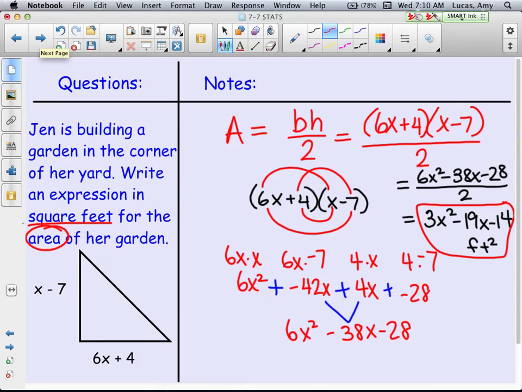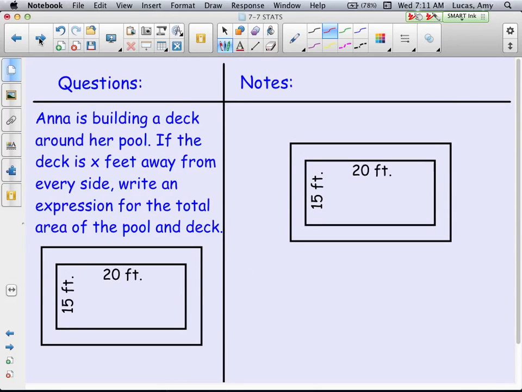Okay, one more. Anna is building a deck around her pool. The deck is x feet away from every side. Write an expression for the total area of the pool and deck.